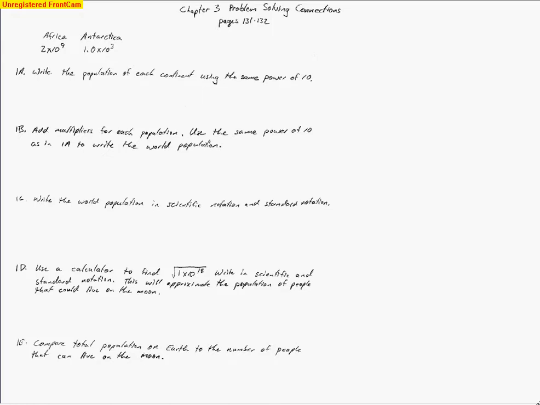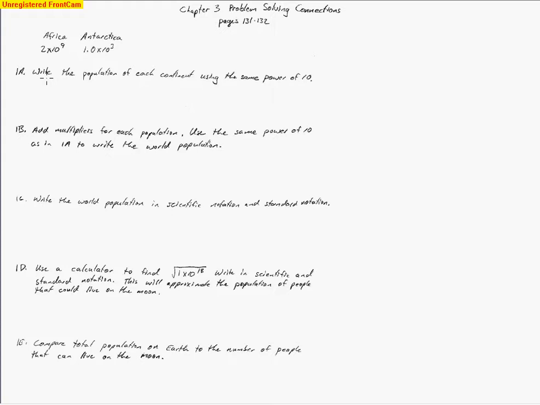This is the tutorial for the Chapter 3 problem solving connections found on pages 131 and 132. So let's take a look at what we'll end up having to deal with. On this first problem, they'll give us a series of continents and populations, and I only have two here, due to this just being an example of what you're supposed to do.